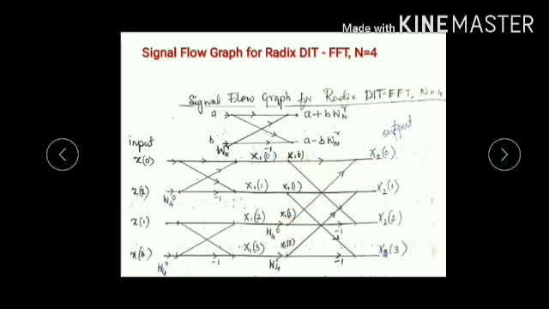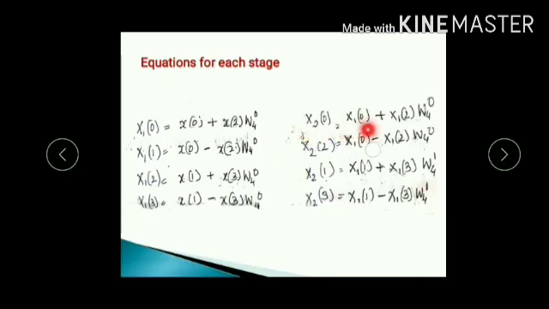plus x1 of 2 into W40. I'll repeat once again. In order to obtain x2 of 0, it is x1 of 0 plus x1 of 2 into W40. Right? Now, so this is one equation: x1 of 0 plus x1 of 2 W40.